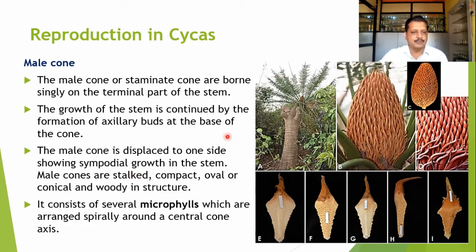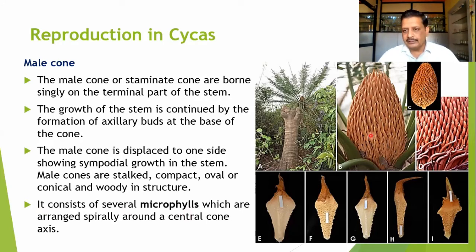So this is the displacement of the male cone, and because of that these male cones are stalked, compact, oval or conical and woody in structure. It consists of several microsporophylls. Here you can observe the various types of microsporophylls we have shown. These, from the different species, consist of microsporophylls which are arranged spirally.